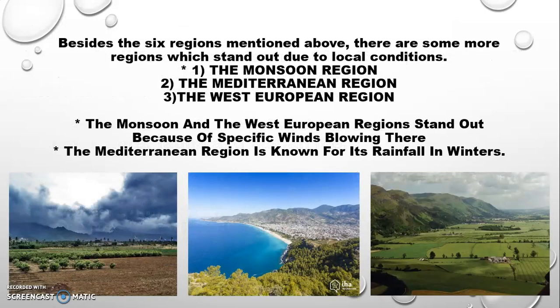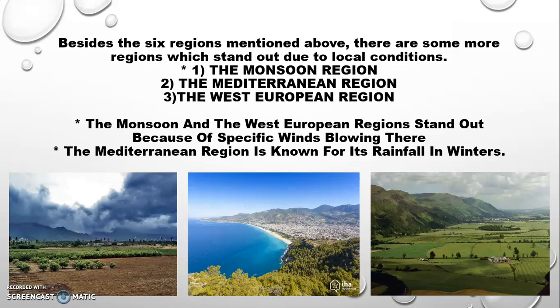Moving ahead, besides these 6 regions, in today's session we are going to study 3 other important regions, which are important due to their local or natural conditions. Those 3 regions are the monsoon region, the Mediterranean region and the West European region. We will understand more in detail about these 3 regions.